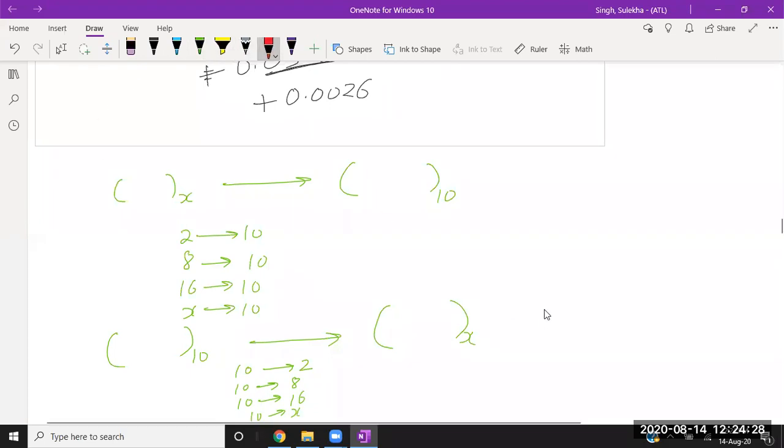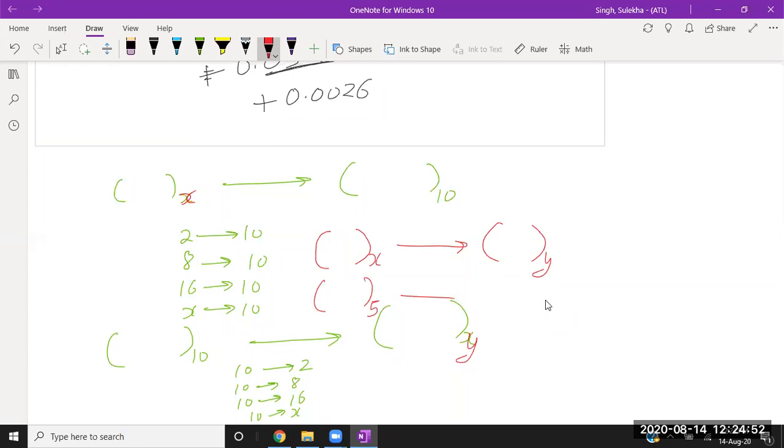With these things, what you can do, if I treat this as an x, okay, and if I treat this as a y, if I merge them together, you can convert any base x into any base y. Okay, suppose I have given some example with base 5 and I told you to convert into base 7.